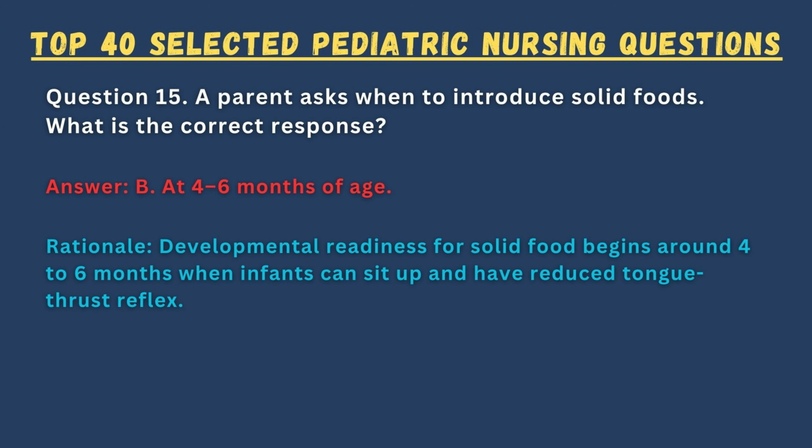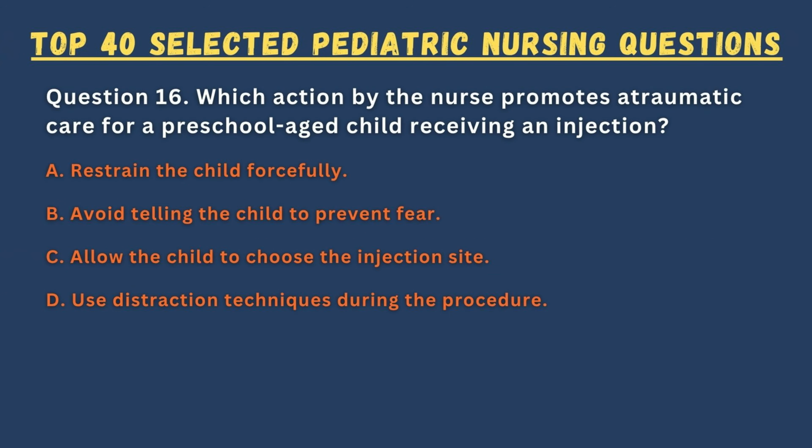Answer: B. At 4 to 6 months of age. Rationale: developmental readiness for solid food begins around 4 to 6 months, when infants can sit up and have reduced tongue thrust reflex.